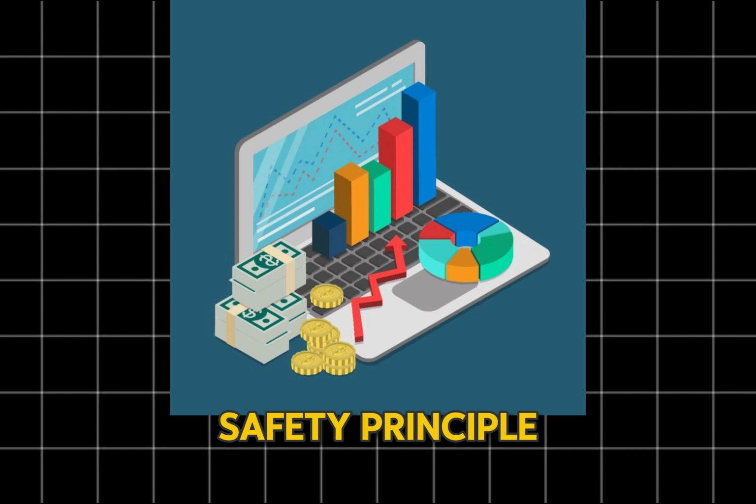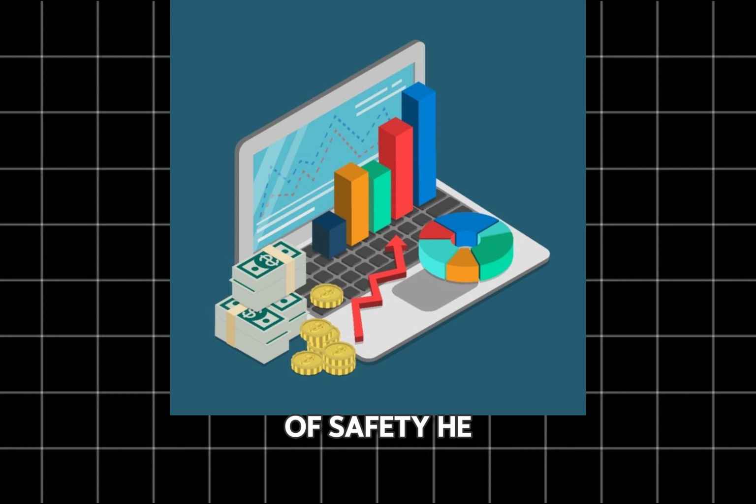The margin of safety principle. One of Graham's key investment strategies is the margin of safety. He defines this as buying stocks at a significant discount to their intrinsic value. This discount acts as a cushion, protecting investors from unexpected downturns, market volatility, or errors in analysis. The wider the margin of safety, the lower the risk of loss. Graham stresses that investors should never overpay for a stock, no matter how promising it looks. Instead, they should always seek investments where the downside risk is minimal compared to the potential upside.